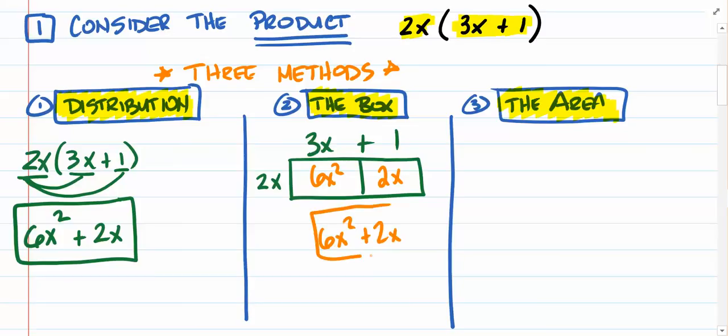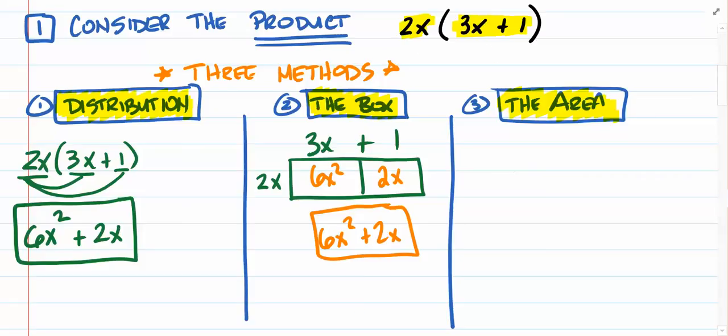The reason I like the box method so much is because if all the boxes are filled in, I'm guaranteed to not miss any terms. Sometimes students accidentally forget to multiply when they distribute, but in this case it's pretty simple. And then let me offer you a third way of considering this product of 2x and 3x plus 1.